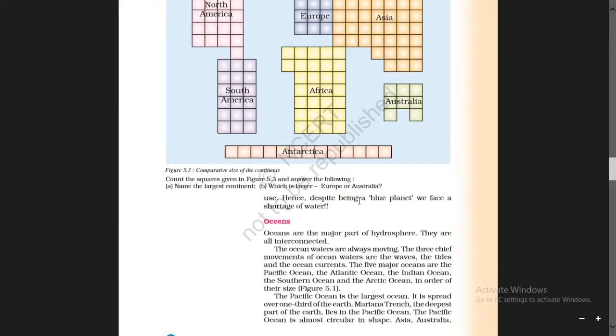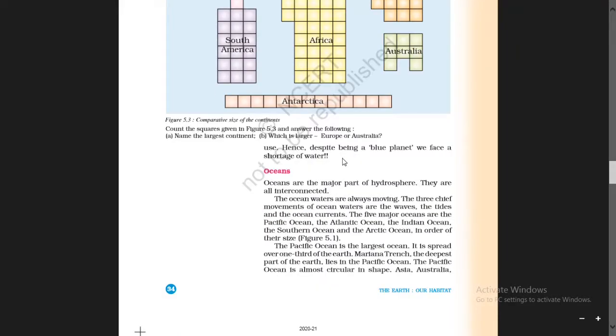Hence, despite being a blue planet, we face a shortage of water. Boys, all water is not suitable for human consumption. We find only a very small percentage is available as fresh water. That's why, though the maximum part of our earth is covered by water, in spite of being a blue planet, we face the shortage of water.